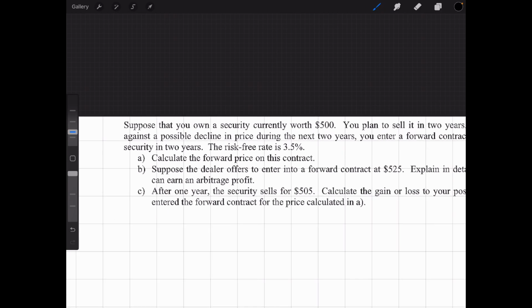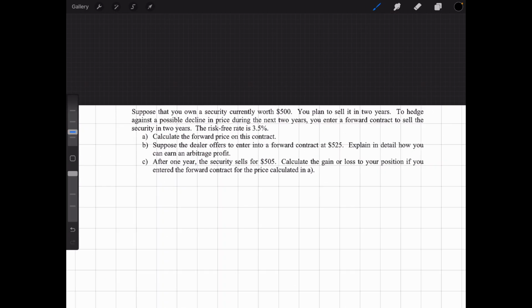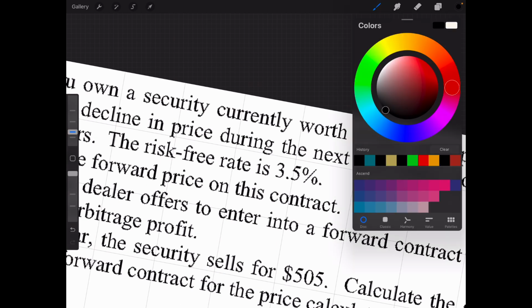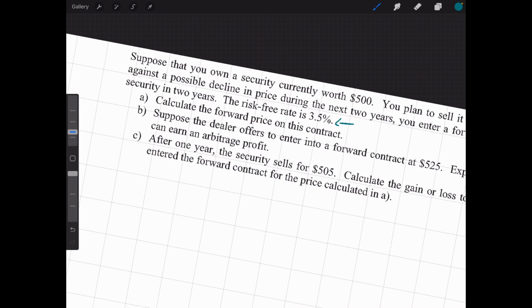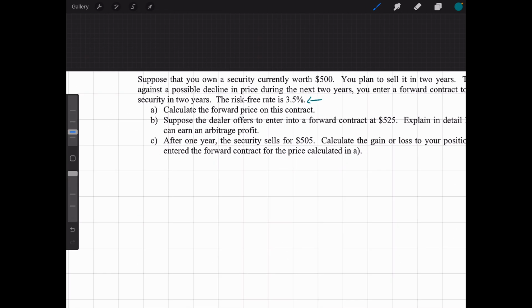Okay, so suppose that you own a security currently worth $500. You plan to sell it in 2 years. To hedge against a possible decline in price during the next 2 years, you enter a forward contract to sell the security in 2 years. The risk-free rate is 3.5%. That's important. I mean, everything here is important, but I don't know. You label whatever you want.